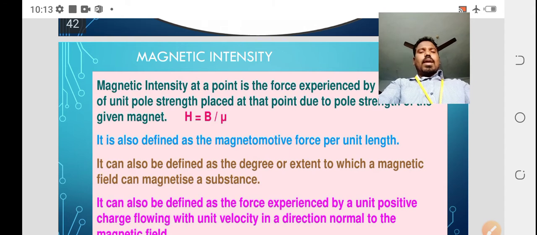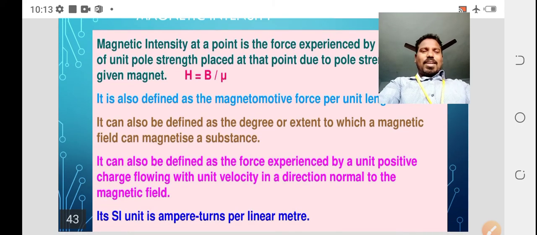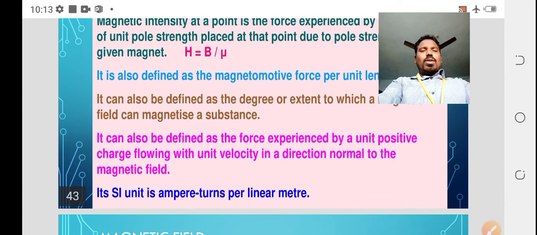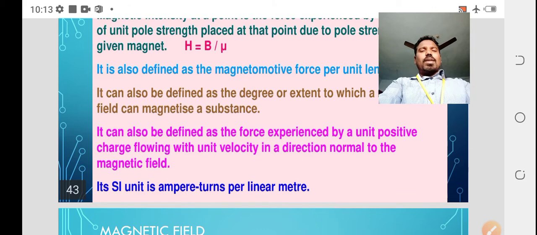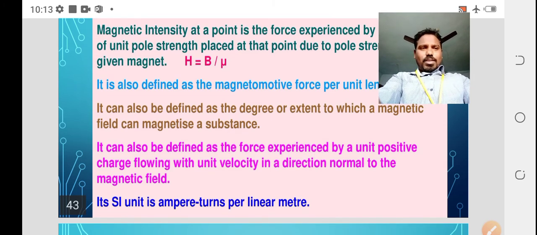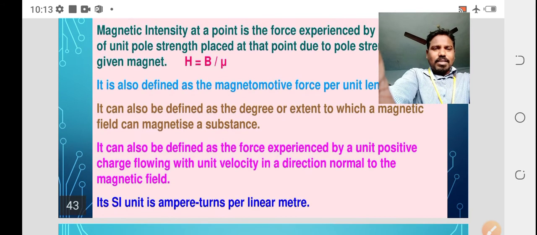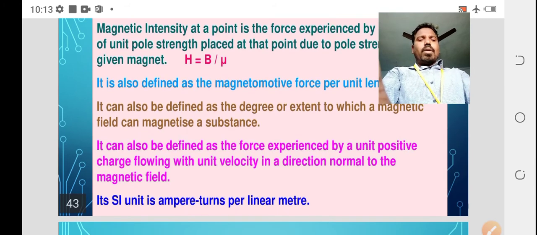In the process of magnetization, the strength of the magnetization is called magnetic intensity. It can also be defined as the force experienced by a unit positive charge moving with unit velocity in a direction normal to the magnetic field. We have many definitions, but I have given only a few. Magnetic intensity is represented by the symbol H, and its unit is ampere turns per meter.